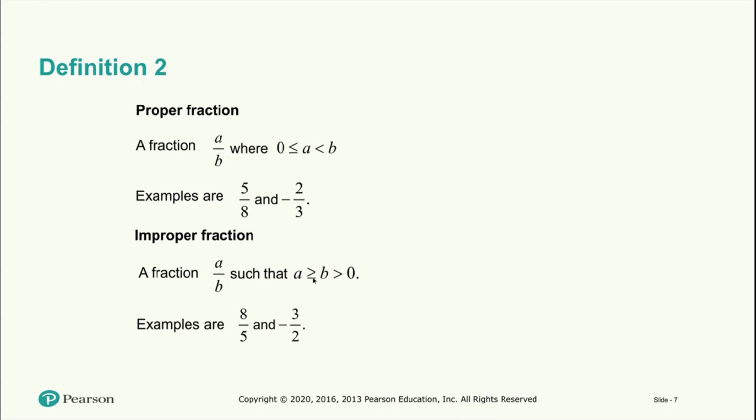Improper fractions are fractions where the numerator is larger than or equal to the denominator. So 8/5 and -3/2 would be considered improper fractions. Notice also this is one that some students missed. 5/5 would also be considered improper because we cannot have the denominator and numerator even be equal in the case of proper fractions. So 5/5 would also be considered an improper fraction.